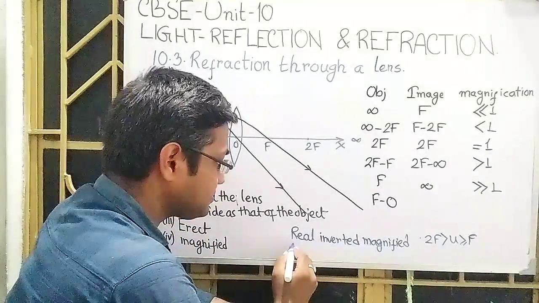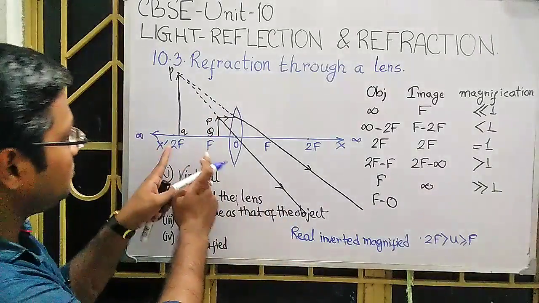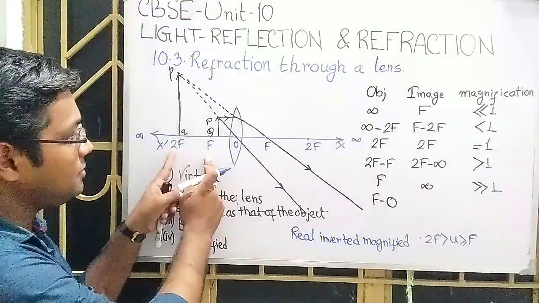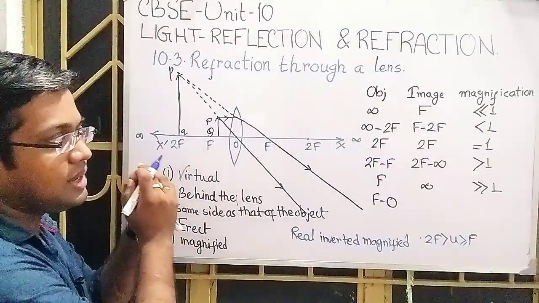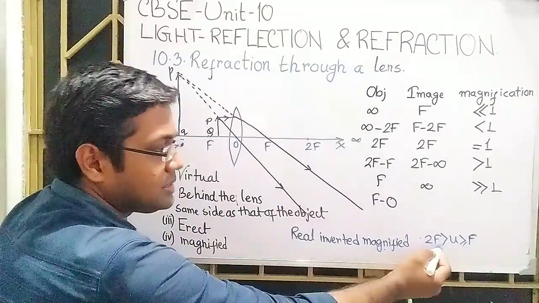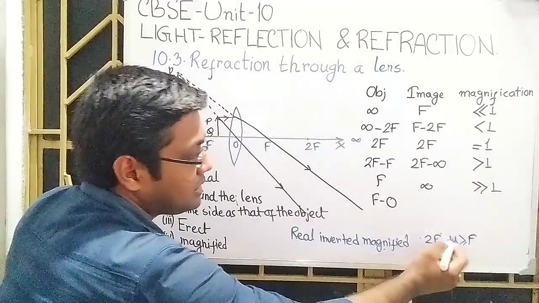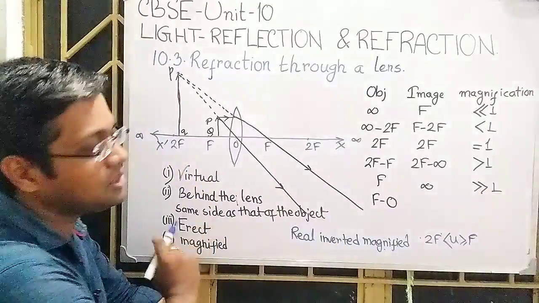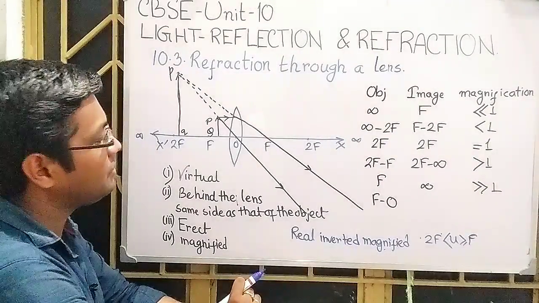Next, from the diagram, the image should be placed from this point to this point. It should be placed beyond 2f, because if you place it at 2f you will get an image of the same size, so this condition is not satisfied. So u should be greater than 2f. Okay.